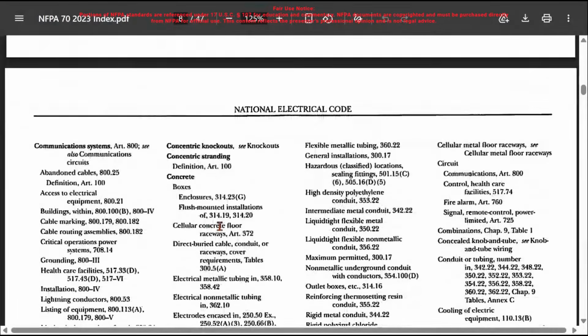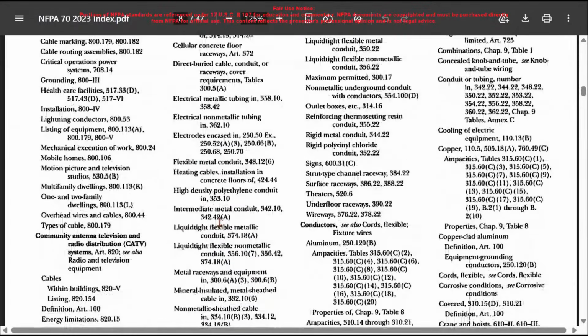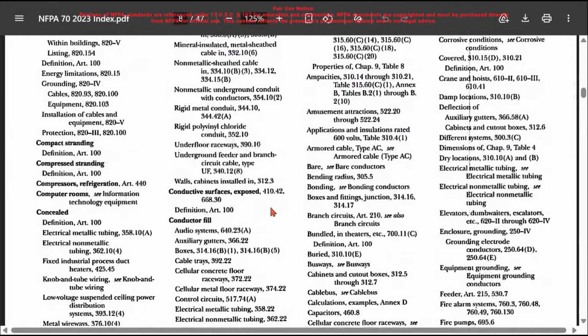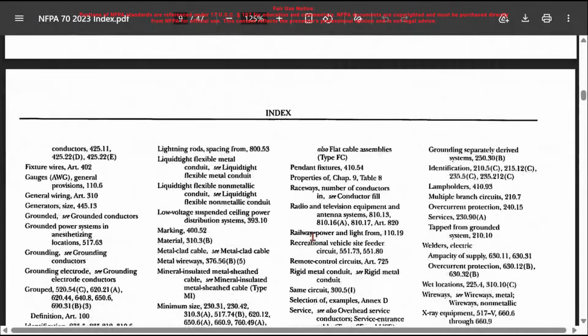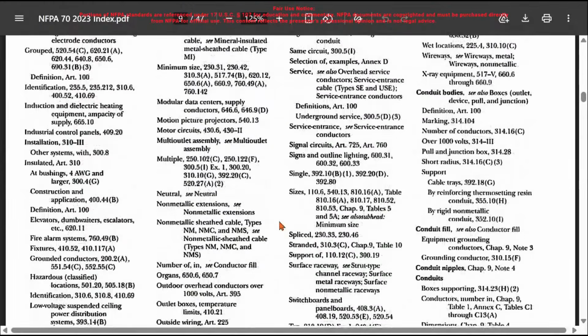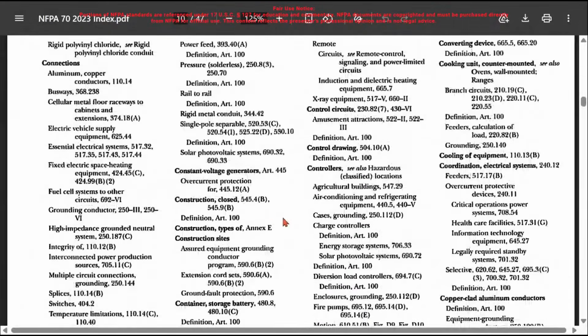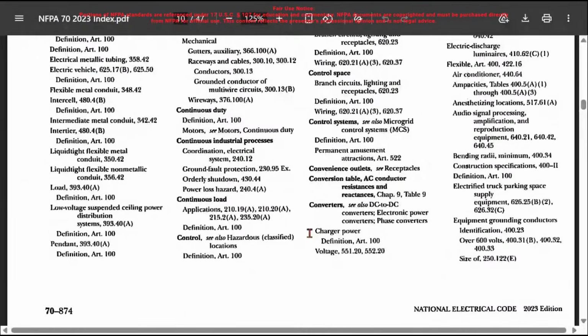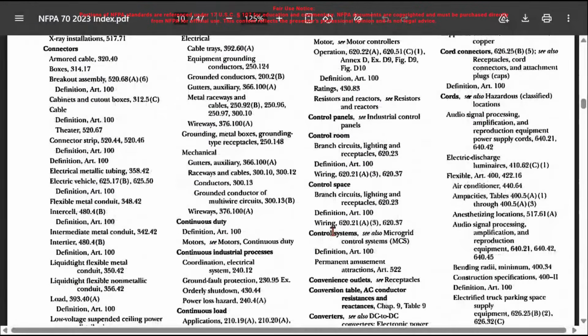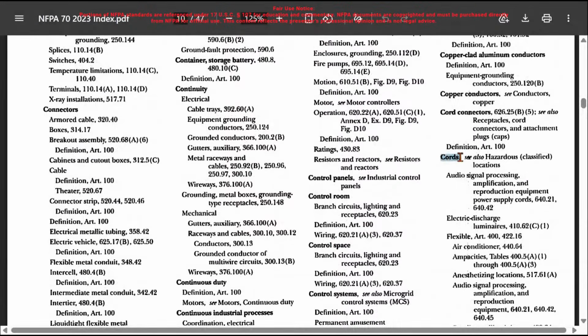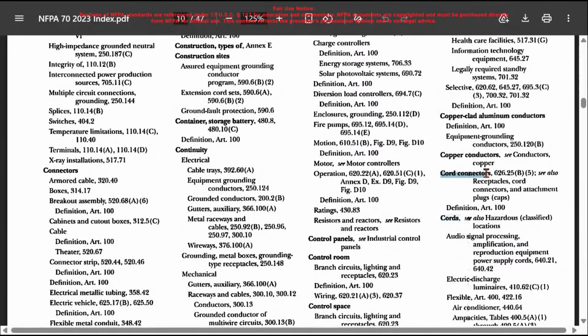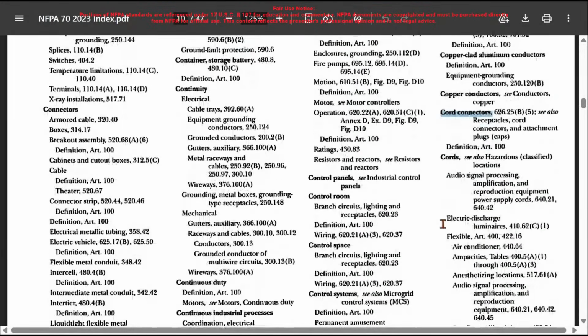All right, so we're going to go here. Okay, let's keep going. Okay, so we're going down a little further. Okay, cords. We have cords. We have cord connectors. Let's see here. Under cords.